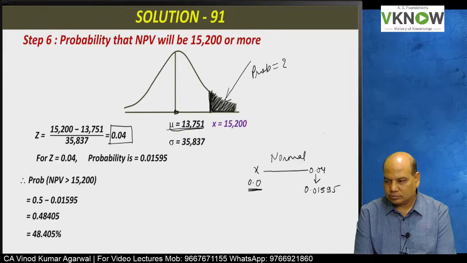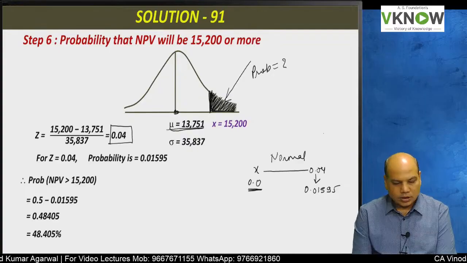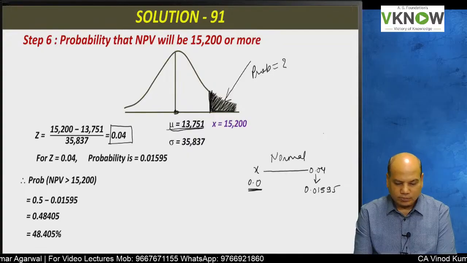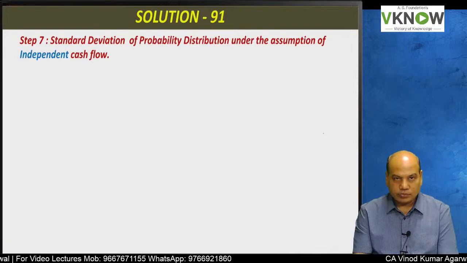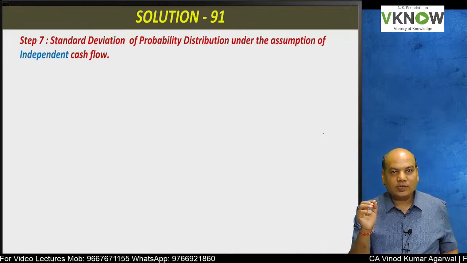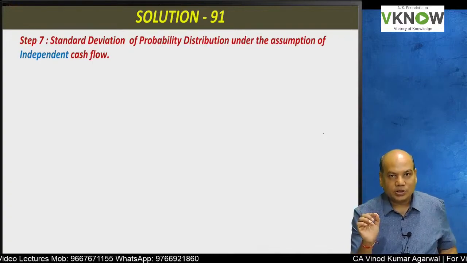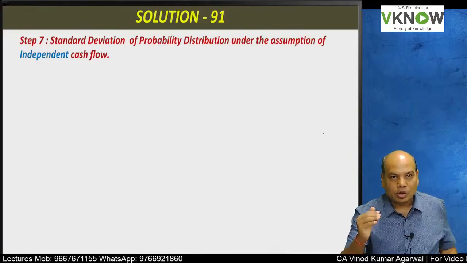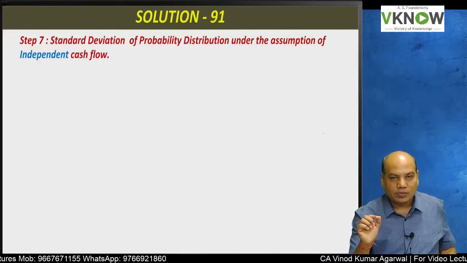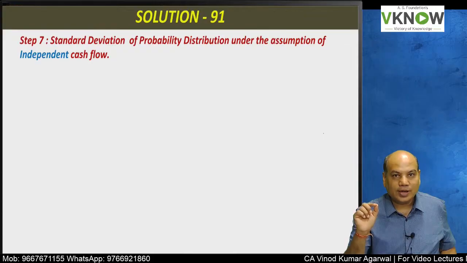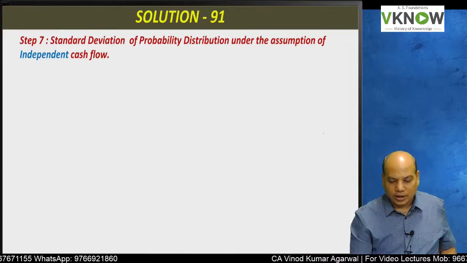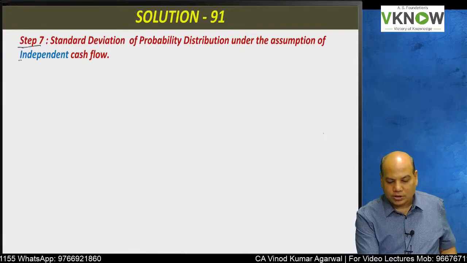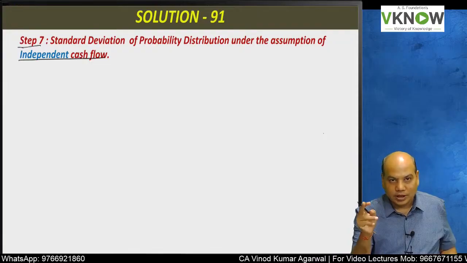48.405%. So this is the answer of this probability. The answer is still not over. They are asking you whether the standard deviation under dependent cash flow is higher or lower than under the assumption of independent cash flow. So I am going to solve again by assuming independent cash flow.